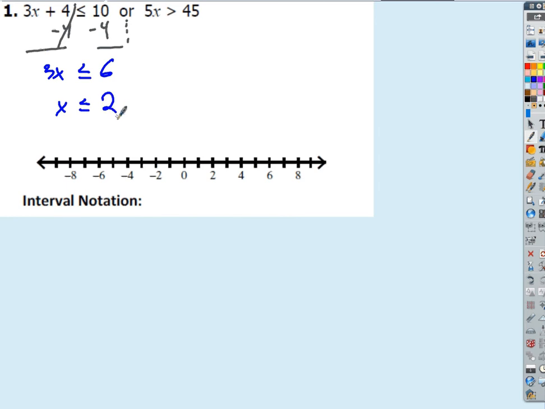What about the other part? Divide by 5. That's all I have to do. If I divide by 5, I just get x is greater than 9. And do I use a V or a U here? V. V, because I'm using inequalities. Good. So that's my answer.